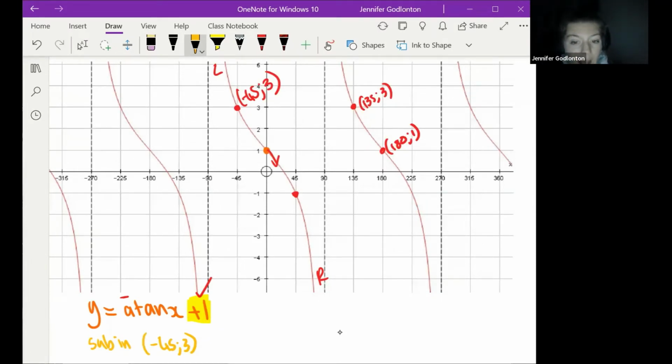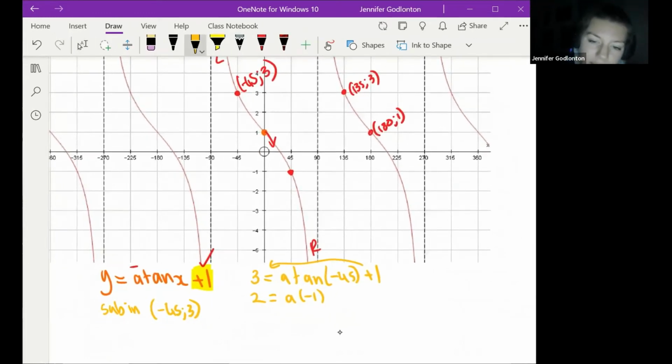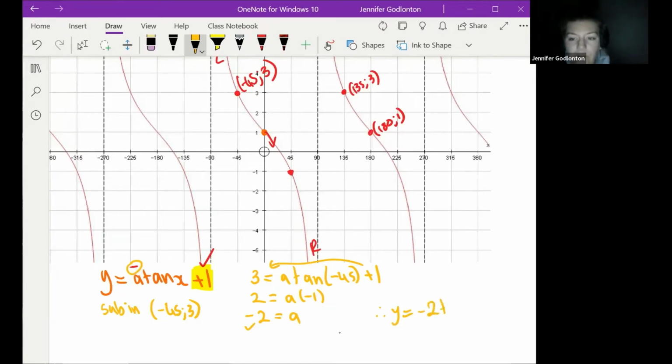So I'm going to have y is now 3, x is now negative 45, plus 1. I'm going to move my 1 over. So 3 minus 1 is 2, and that's going to be equal to a times negative 1. And so a is going to equal negative 2, which means I'm checking, I said it was going to be a negative. I'm getting a negative, so I know that I've done that correctly. My full graph is going to be y equals negative 2 tan x plus 1.